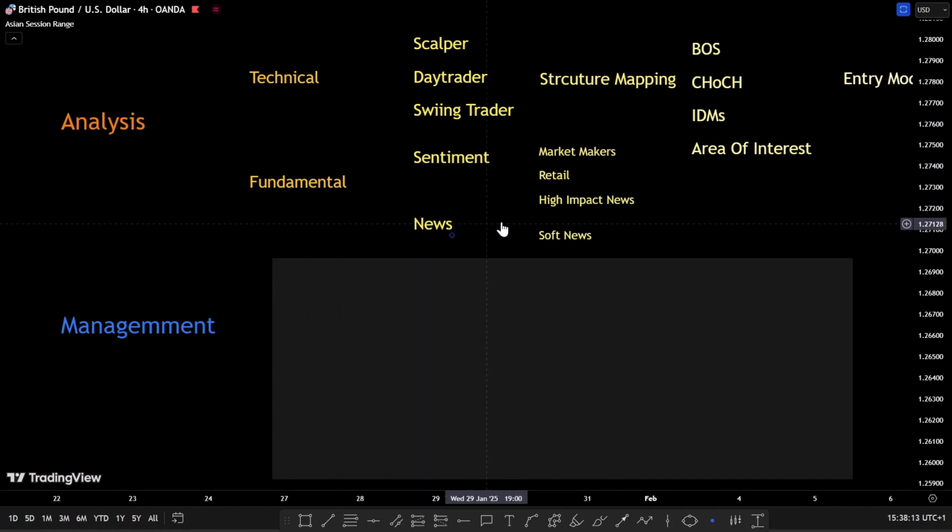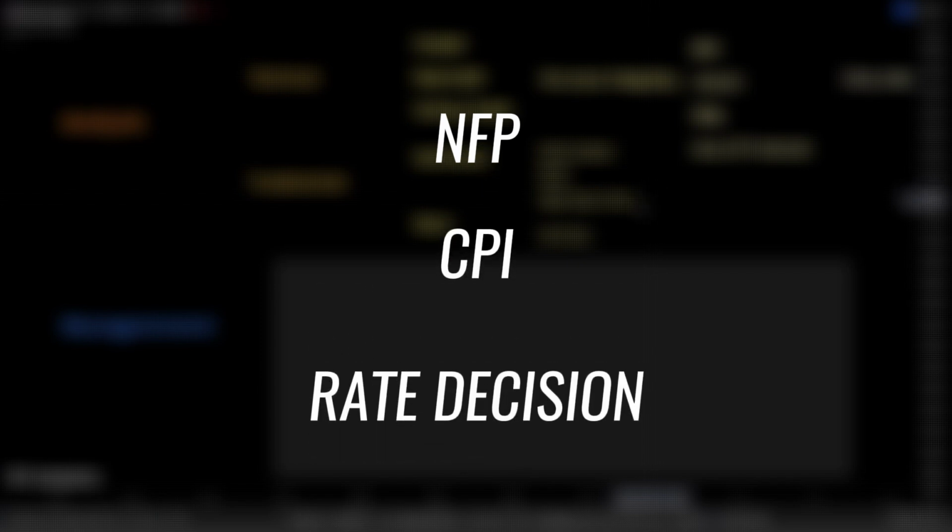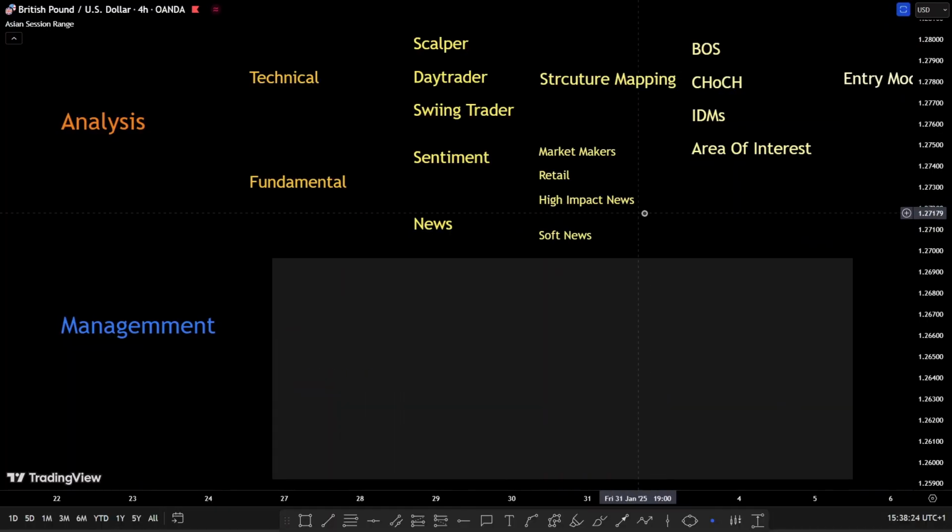We have the high impact news. You always have to keep an eye on the high impact news, like NFP, the CPI, and the interest rate decisions. When these news are released, they have a really high impact on the market. The market becomes really volatile, so you have to watch out for all of these events. You can find them in the economic calendar, which will help you keep in mind the news that are going to be released on a given day.